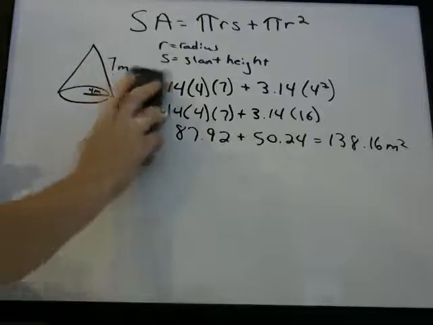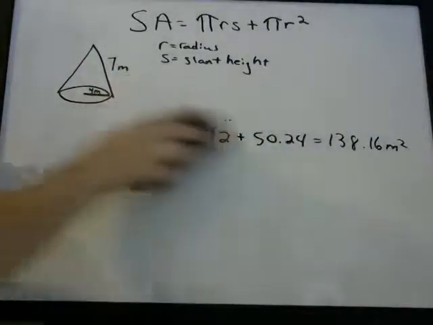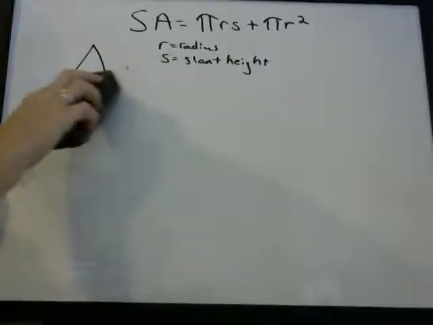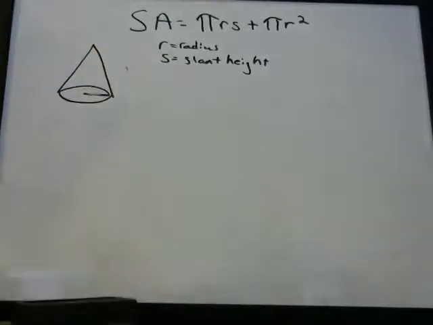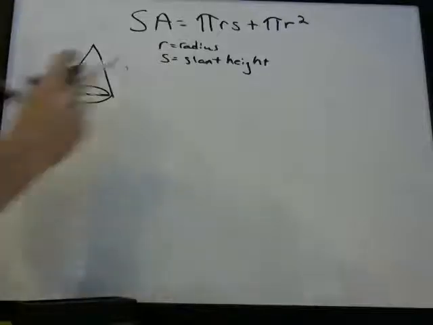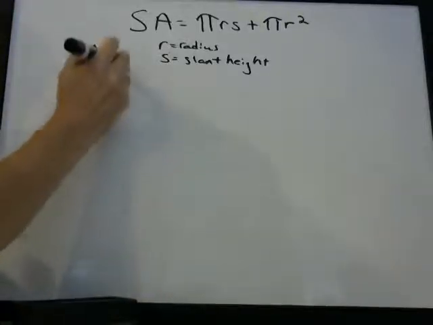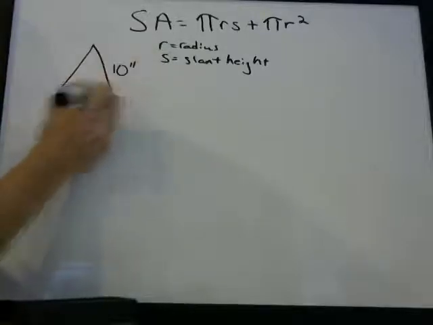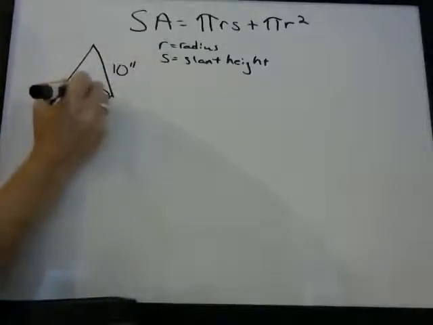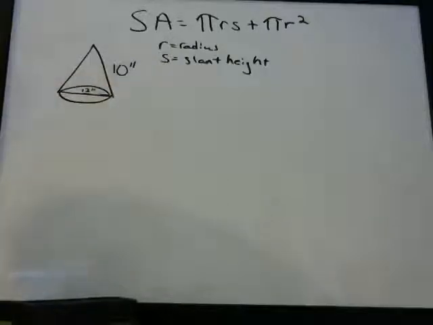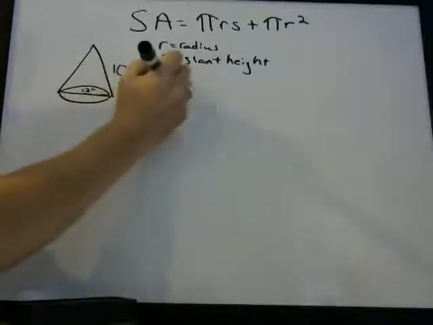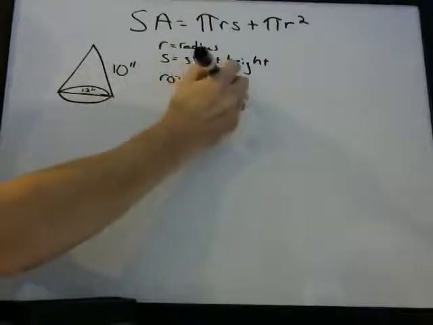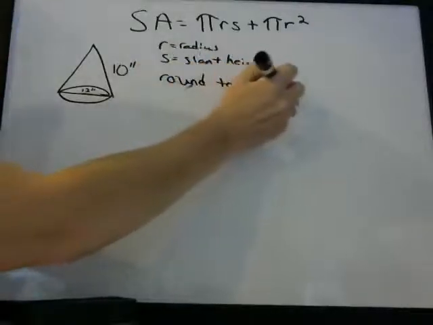We'll do another example. Let's say that they tell us that the slant height is 10 inches, but now they're going to give us the diameter is 12 inches. What's the surface area? And they want us to round the answer to the nearest tenths.